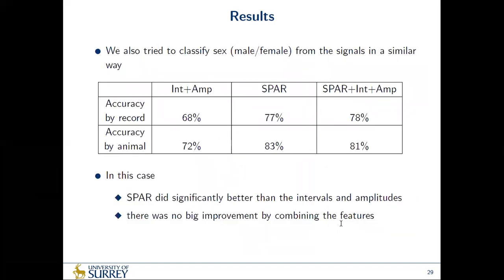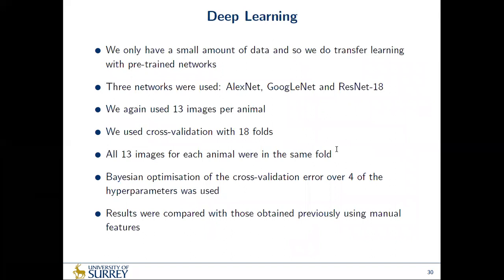We tried a similar approach to see if we could classify sex as male or female from these signals in a similar way. And in this case, the accuracy by records of the intervals and amplitudes was 68%, by animal was 72%, and SPAR was quite a big improvement on that, with 77 and 83%. Interestingly, in this case, combining them didn't really give any significant improvement, and in fact, by animal was actually worse. So in this case, that was of no benefit. So that's machine learning with manual features.